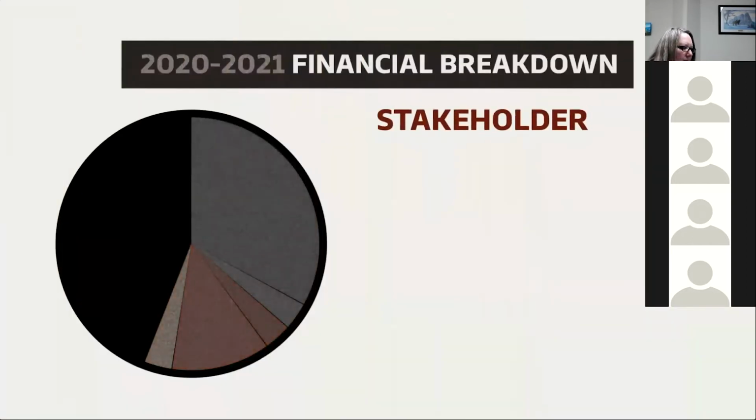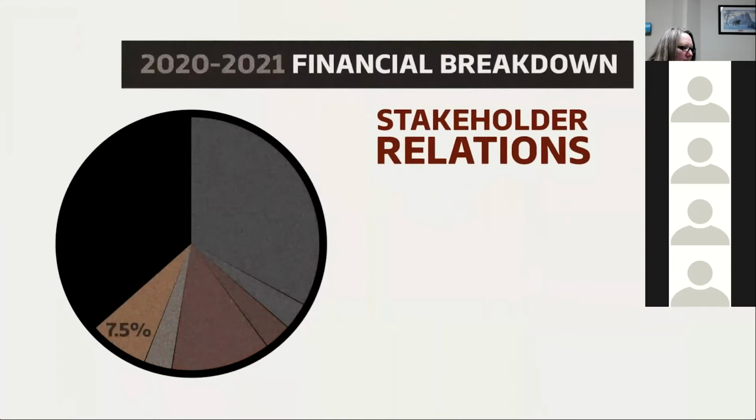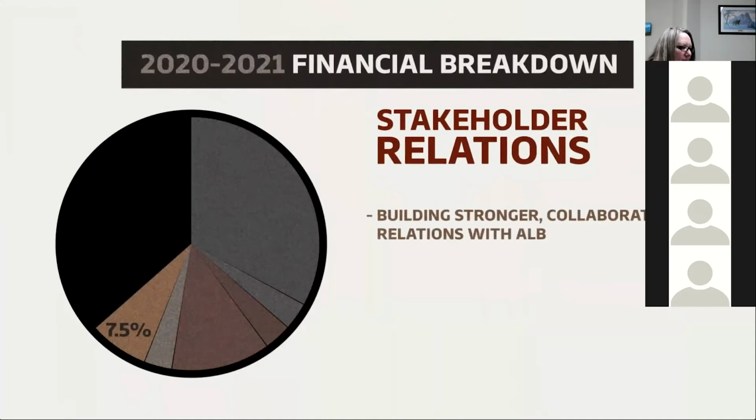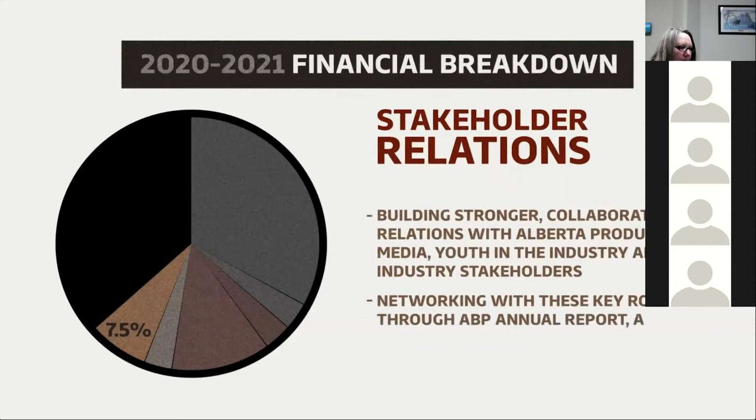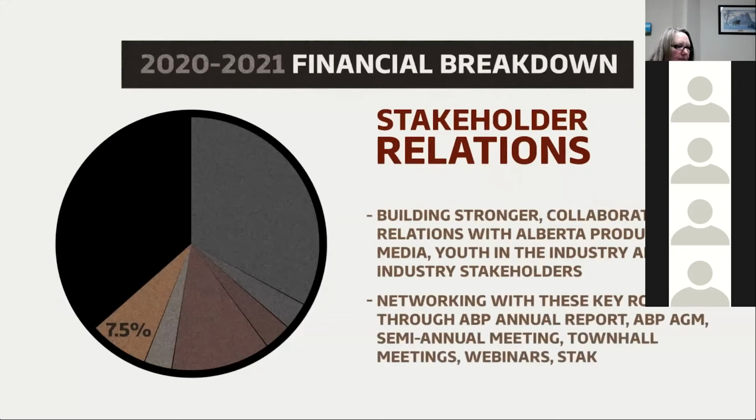7.5% is allocated to stakeholder relations. Expenses related to building stronger collaborative relations with Alberta producers, the media, youth in our industry, and industry stakeholders. Tools used to network with these key roles include the ABP annual report, the ABP AGM, and the semi-annual meetings, town hall meetings and webinars, stakeholder and producer meetings, and sponsorship of 4-H.